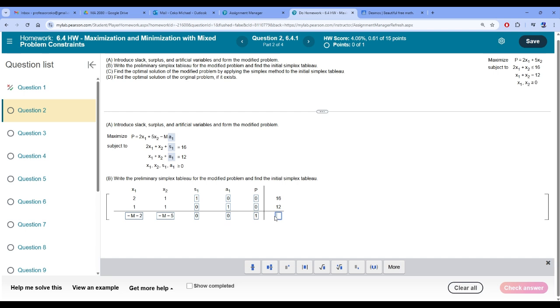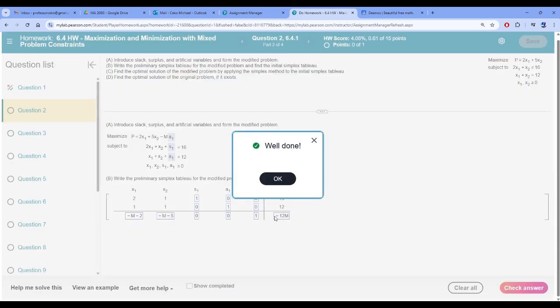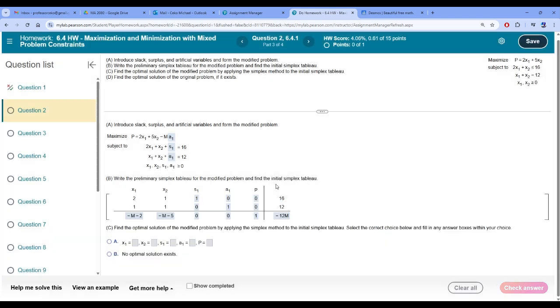Let's try negative 12m. I wish I understood why it was just a negative line right in front. I don't. All right, and then from there, all I gotta do is plug this into my optimization and I get the answer. Moving on.